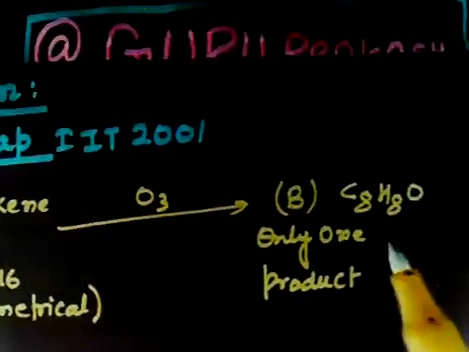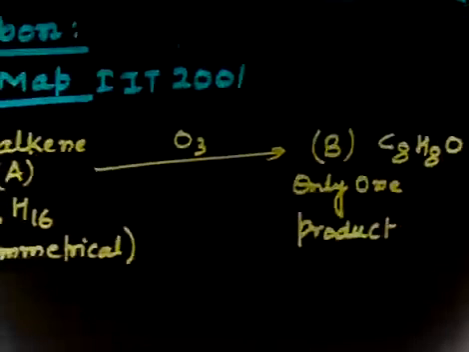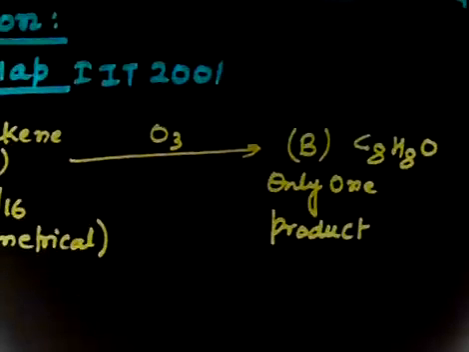So you see this has divided into two parts. Initially you have 16 carbon, now we are getting 2 molecules of 8 carbon. So this has been divided into two parts. That is, this also suggests symmetry.